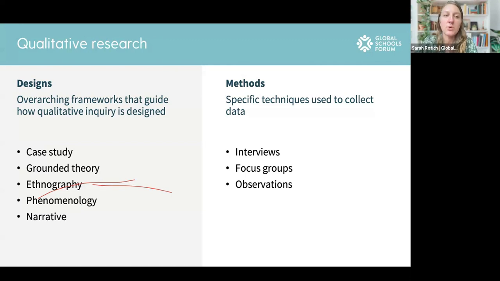So examples of this in qualitative research are case studies, grounded theory, ethnography, phenomenology, and narrative approaches. We're not going to quiz you on all of these different designs, but we're going to just go through some examples just to give you a sense of the range of questions that can be addressed with qualitative research. The methods that are commonly used for qualitative research are interviews, focus group discussions, and observations, and those can be applied within any of these overarching designs or approaches.